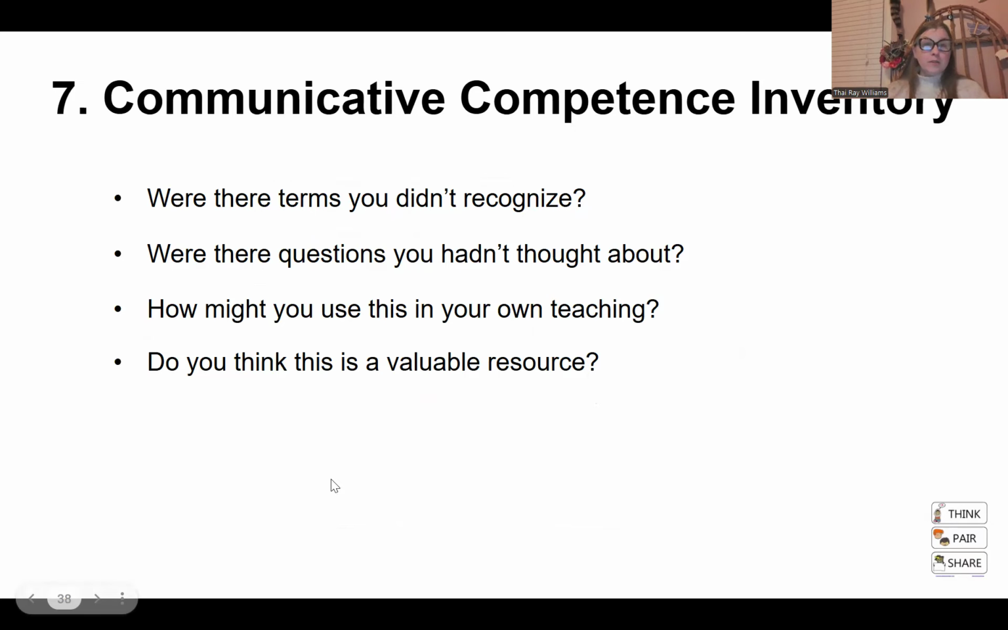All right, for number 7, now that we've talked about it, I suggest that you stop and look back over the inventory. You can either use the link that's in the PowerPoint or you can stop the video and read through it real quickly. This is number 7 for your participation. Were there terms that you didn't recognize? Were there questions you hadn't thought about before? How might you use this in your teaching, and do you think this is a valuable resource?